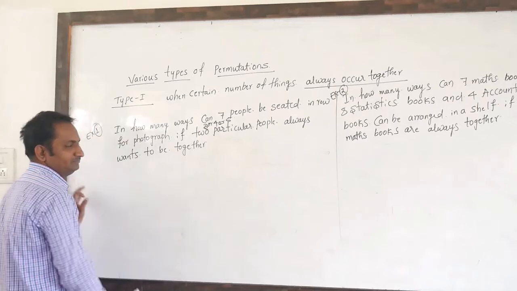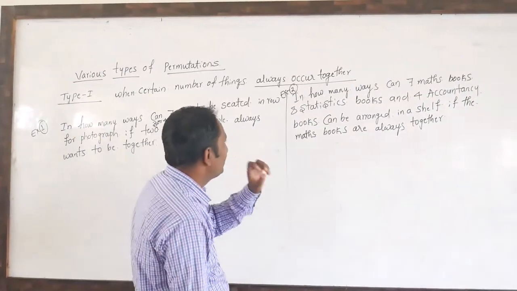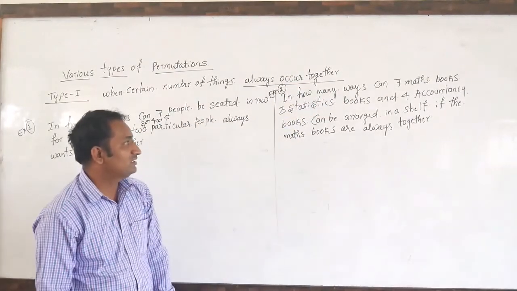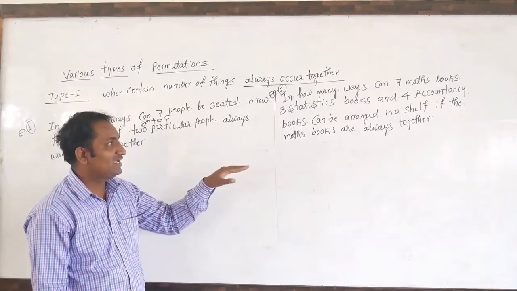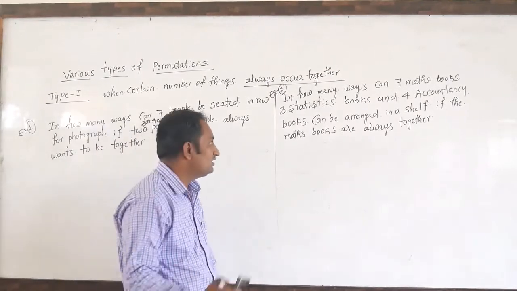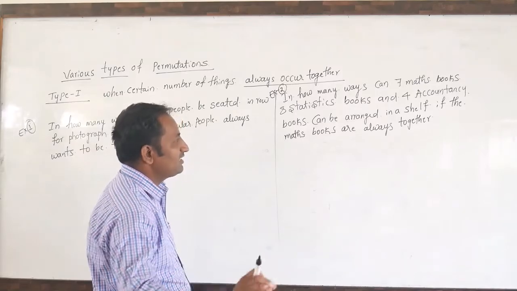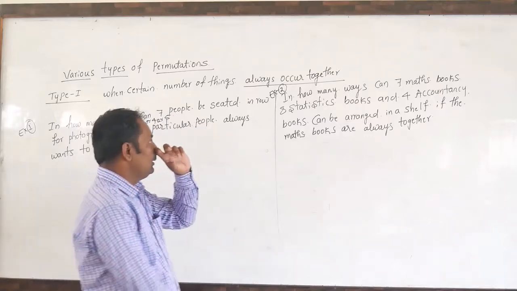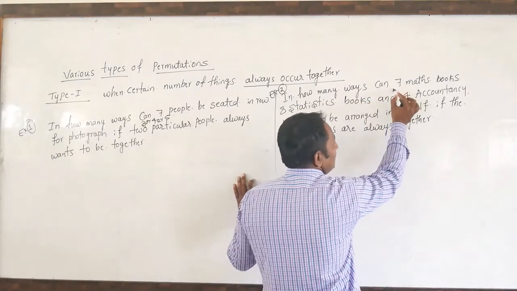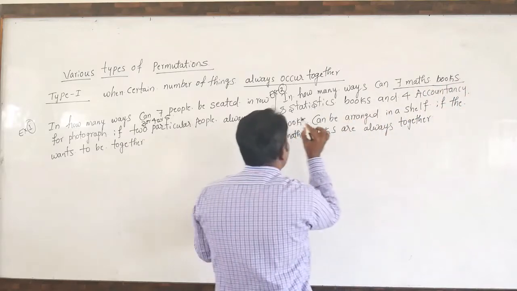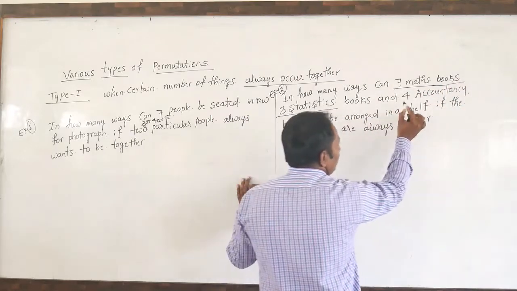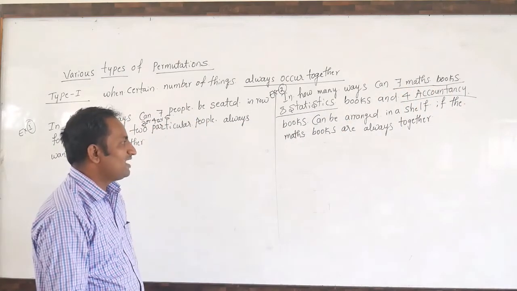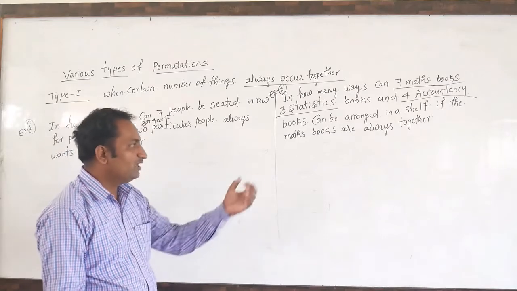In the same way, going to example 2. In how many ways can 7 maths books, 8 statistics books and 4 accountancy books be arranged in a shelf if the maths books are always together? Here, the maths books always want to be together.